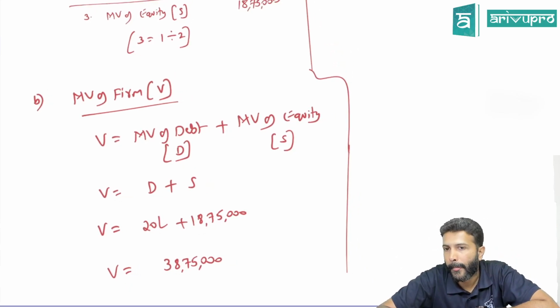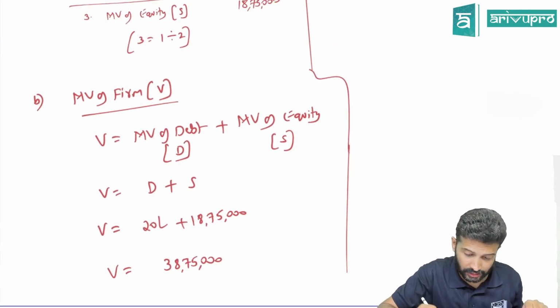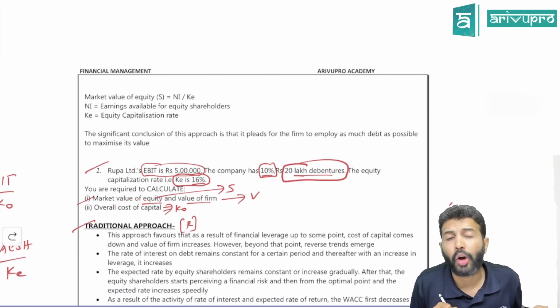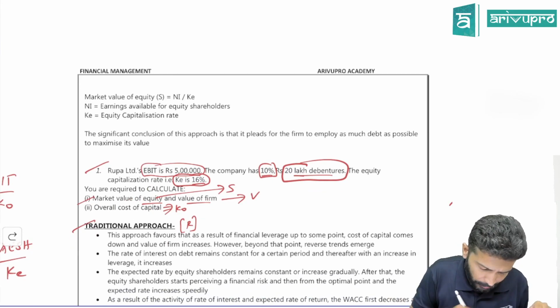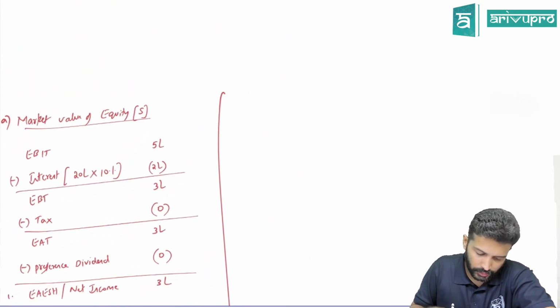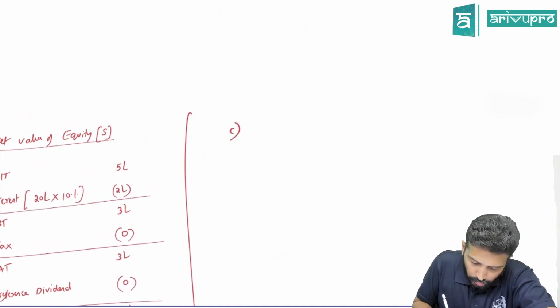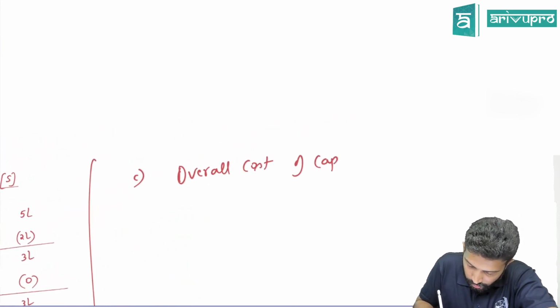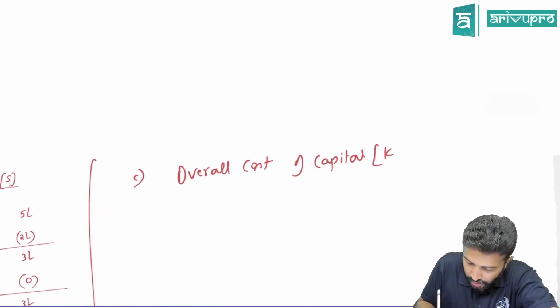Cool, everybody? Okay. Anything else in the question they have given? Yes, they're also asking you the overall cost of capital. Overall cost of capital is nothing but your K. So let's find out that. K is your overall cost of capital, which is denoted by the symbol KO.